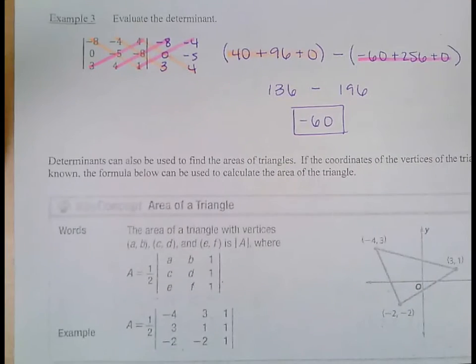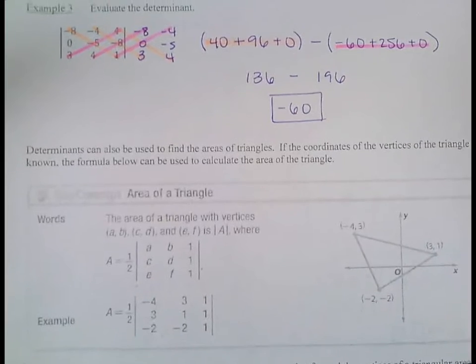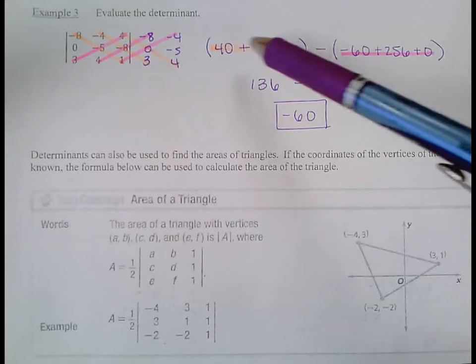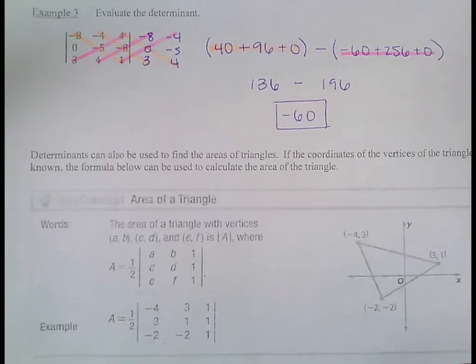All right. I think most of you have it, but just double check. It should be negative 60. Okay, so if you did not get negative 60, then you can at least check your products.